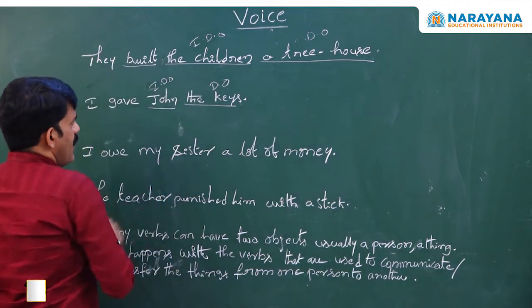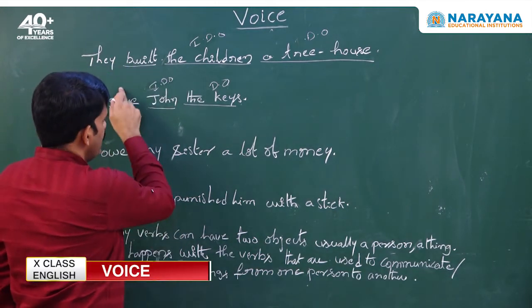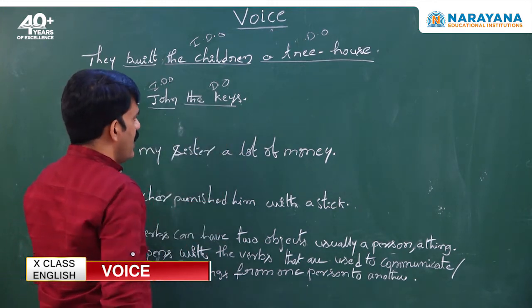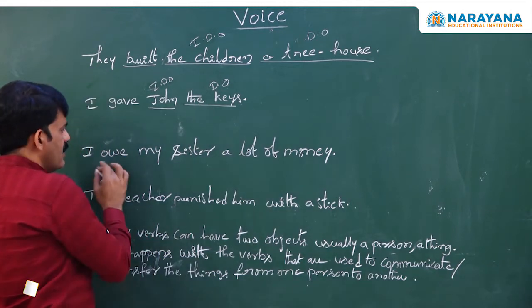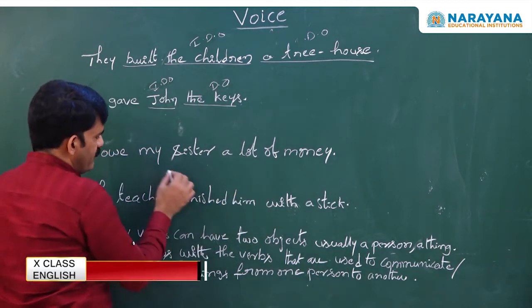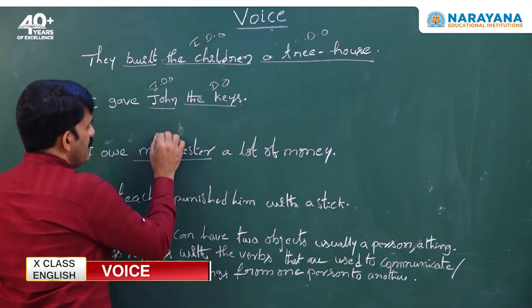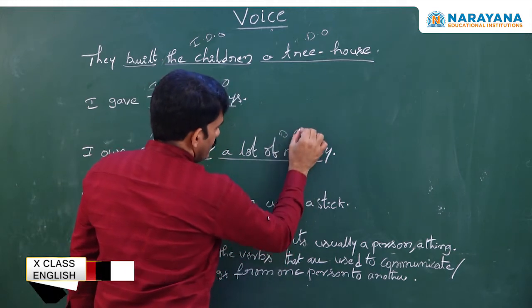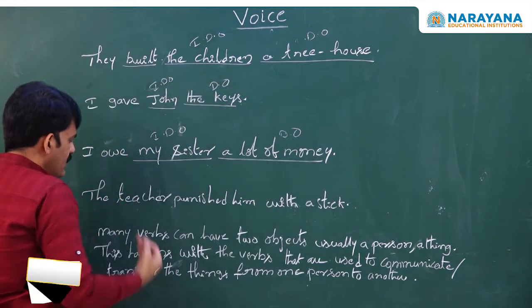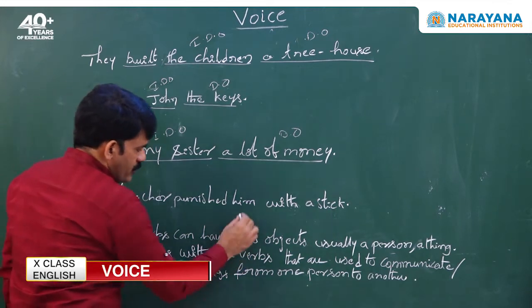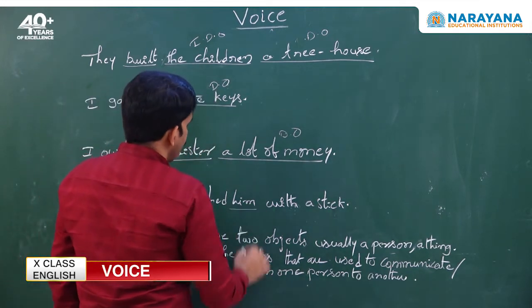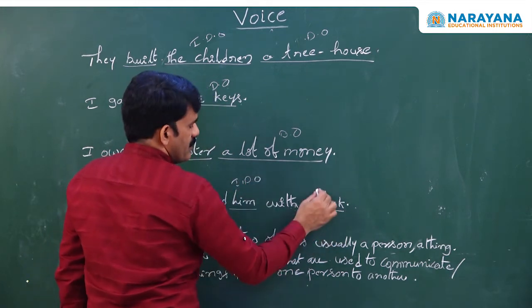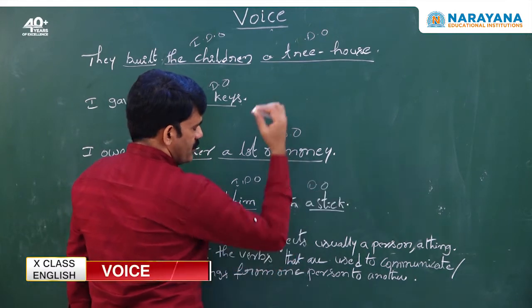Coming to the second sentence, I gave John the keys. John is a person, he is placed after the verb, so it is the indirect object. The keys is the direct object. Let us see the next sentence, I owe my sister a lot of money. My sister is the indirect object, whereas a lot of money is the direct object. In the next sentence, the teacher punished him. Him is the indirect object, whereas a stick is the direct object.